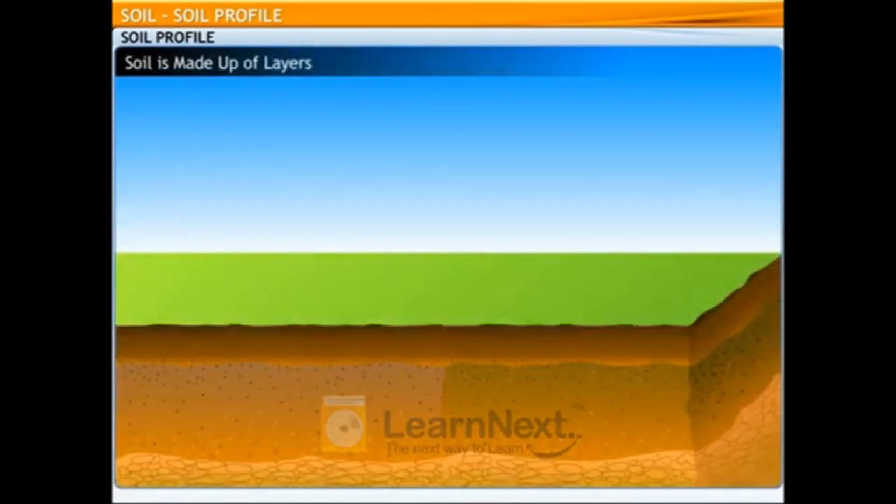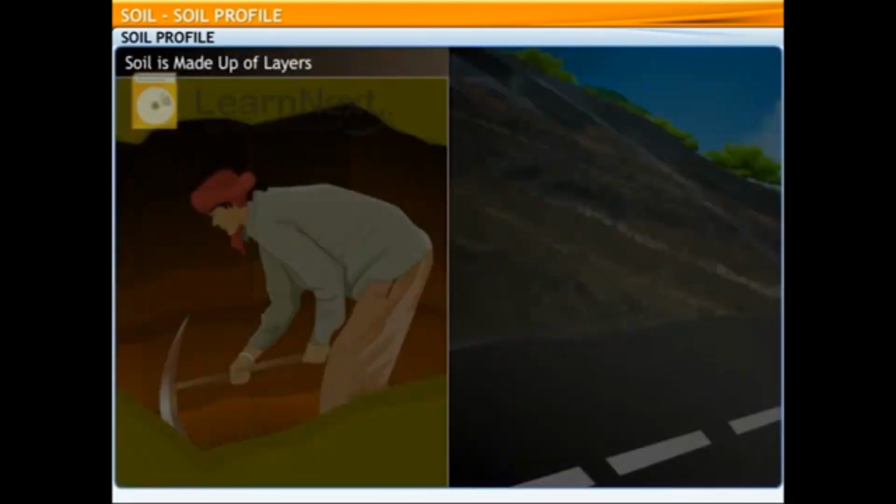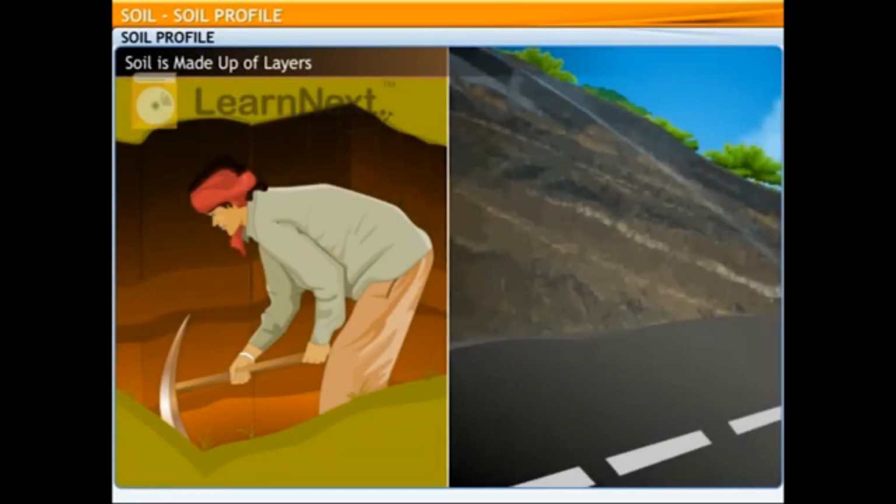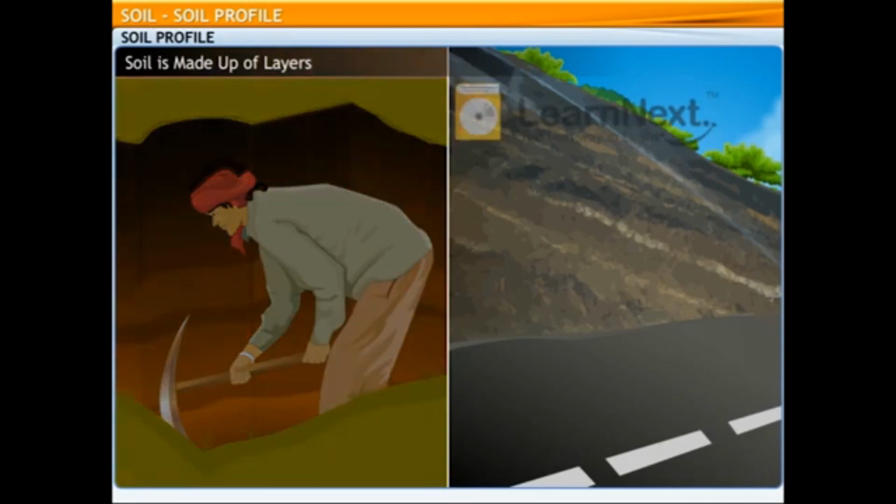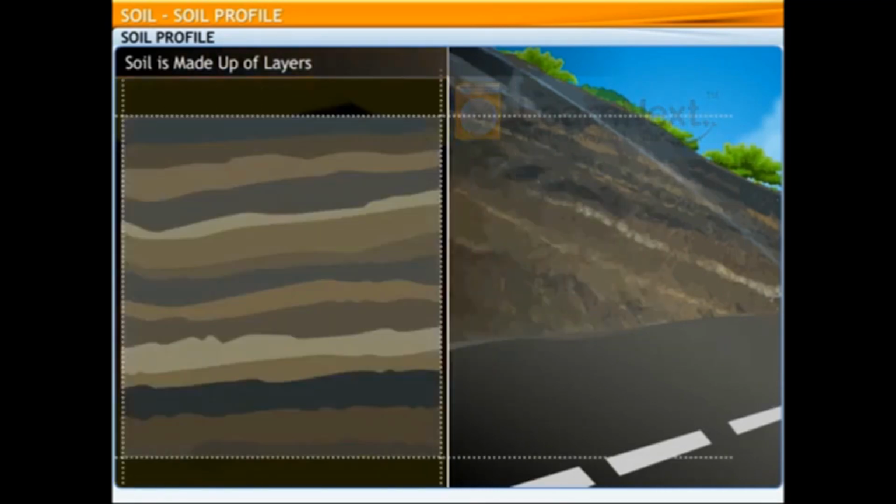Next is about soil profile. Did you know that soil is made up of layers? If you examine the sides of a ditch that has recently been dug up, or the sides of a road on a hill, you will find that the soil forms layers of particles of different sizes. You will notice that each layer is different from the other in texture, color, and chemical composition. Even the thickness of each layer is not the same.